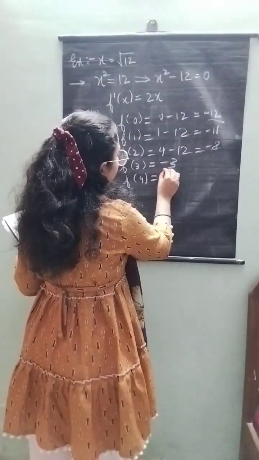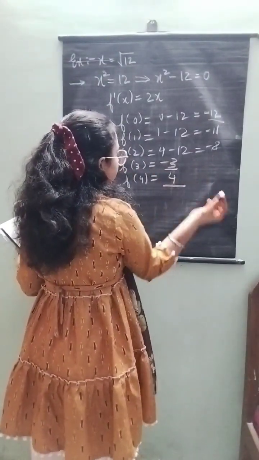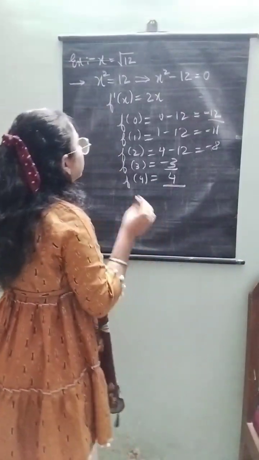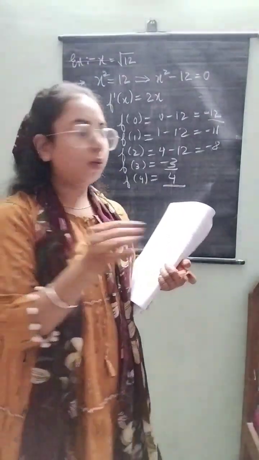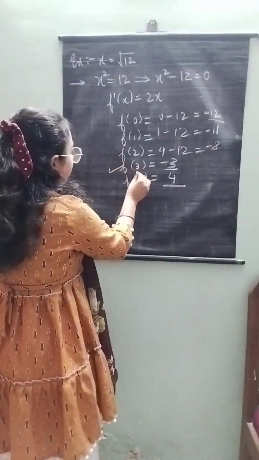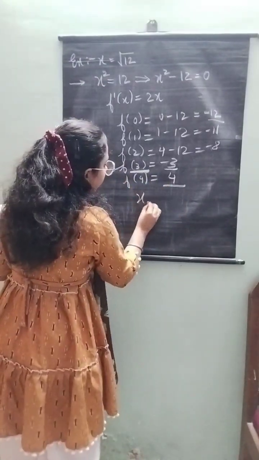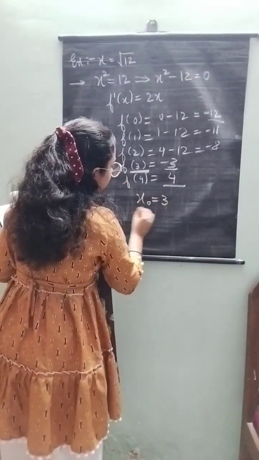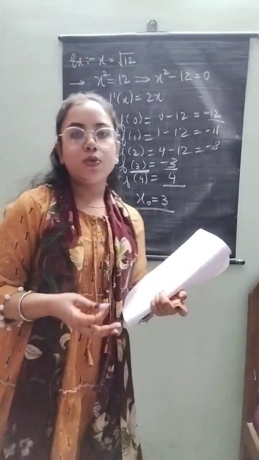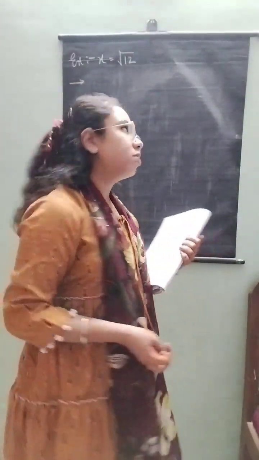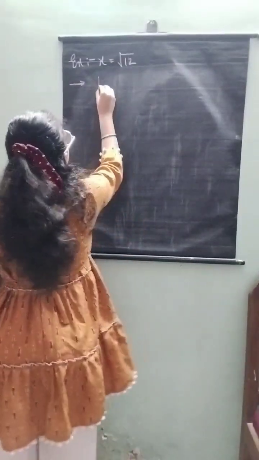So here we have got a negative value and a positive value. But the nearest to 0 is f of 3. The value of x is equal to 3. So we will take x naught equal to 3 for our further solution. So let's begin with the first iteration.